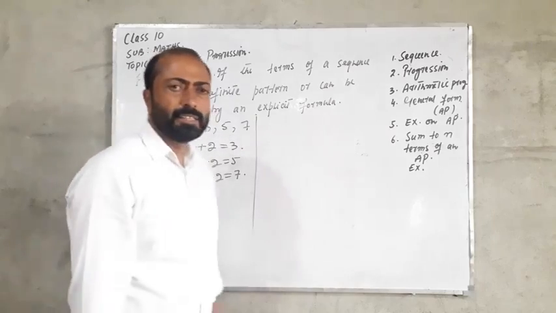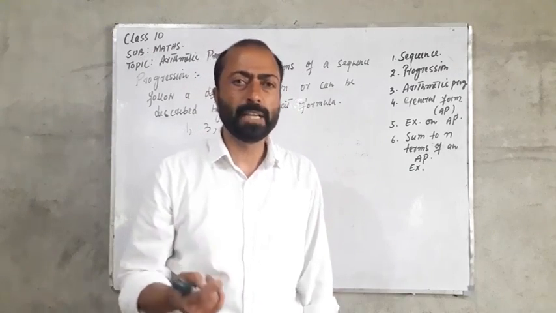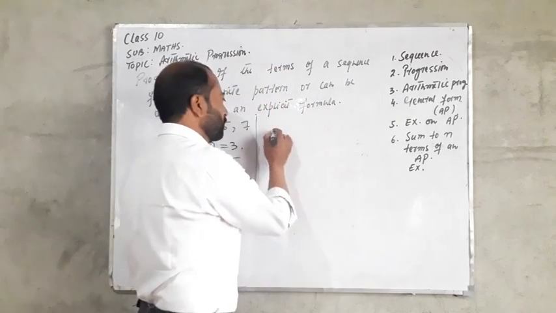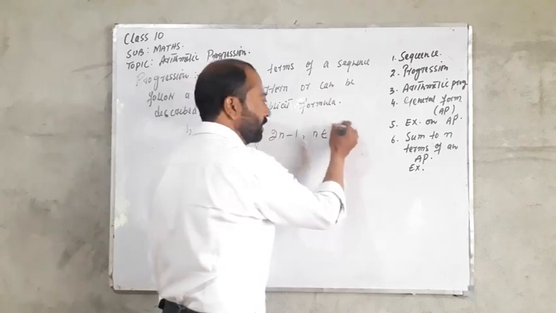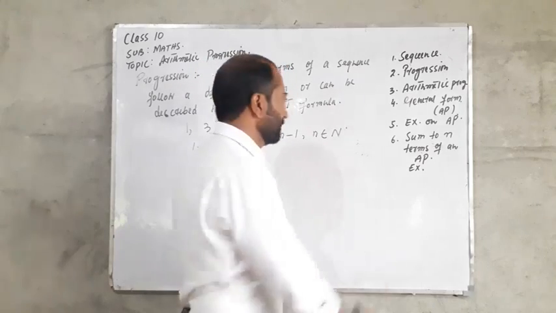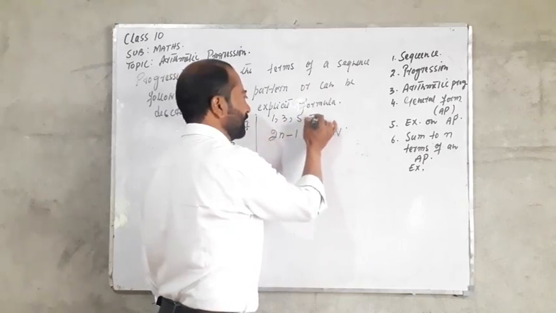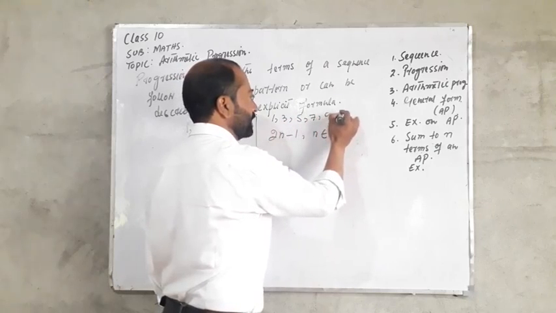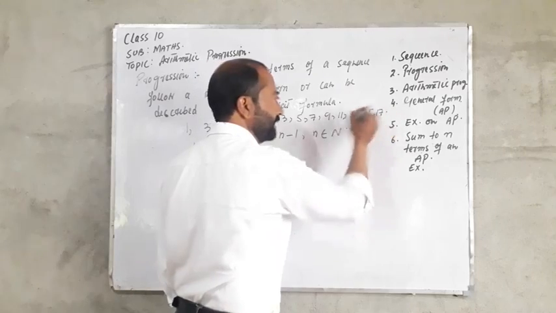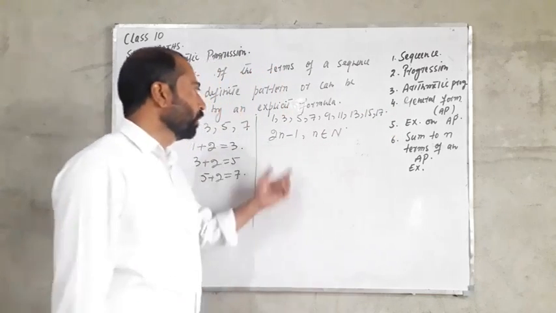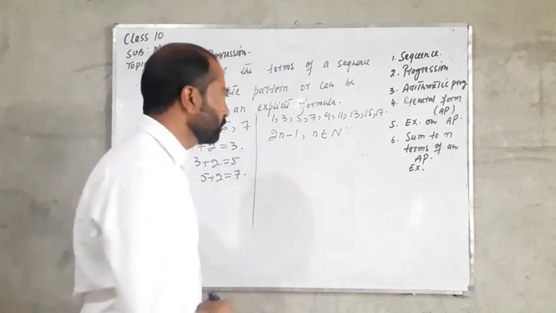For example, in the sequence of odd numbers, the nth term can be obtained by the formula 2n minus 1, where n belongs to the set of natural numbers. Writing the odd numbers: 1, 3, 5, 7, 9, 11, 13, 15, 17. Suppose you want to get the fifth odd number by this formula. Simply you have to do one thing.